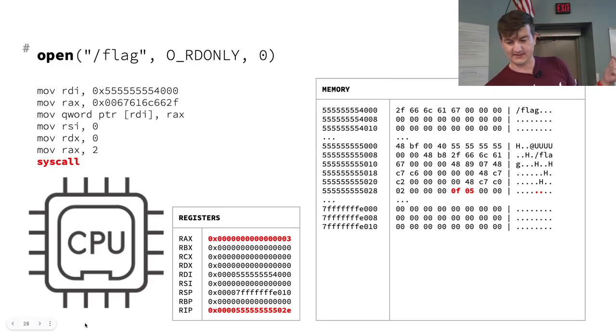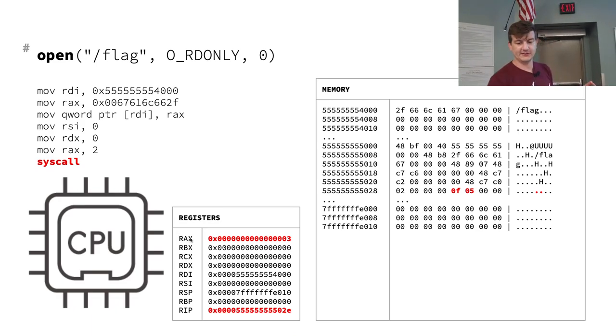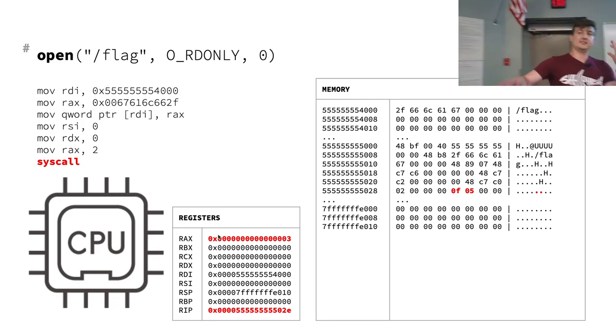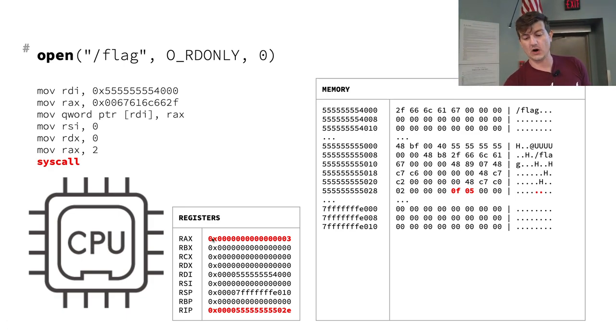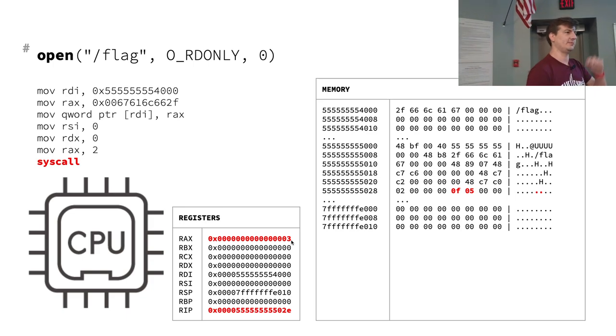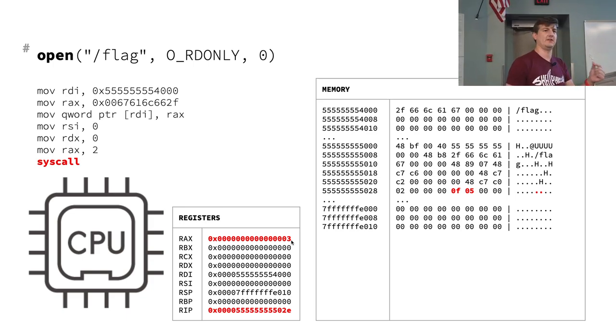And so after that, that's actually seen here. After the syscall, the operating system does some complex stuff, then it goes back and our program resumes control. Now RAX has the value of 3, which is the file descriptor that the operating system wants us to use. This is part of the syscall calling convention: it puts the return value in RAX that we can then use.